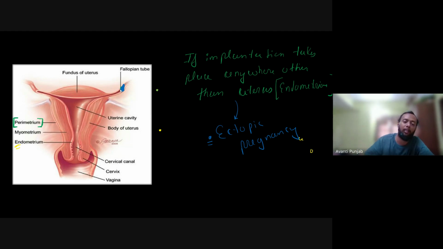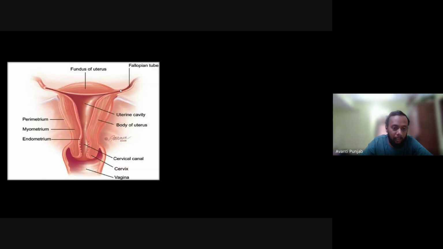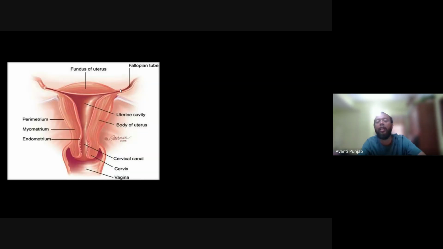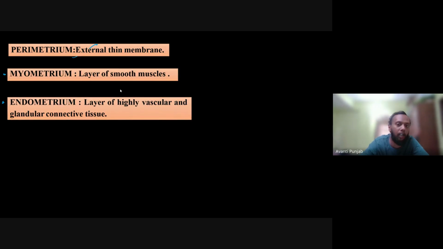तो ये एक term यहाँ पे याद रखना. Right, so these are all the terms we have understood over here. And the vagina is the area where the sperms get deposited. So you have a perimetrium, an external thin membrane; myometrium, a layer of smooth muscles; and then you have an endometrium, a layer of highly vascular and glandular connective tissue. That is something you will get to see.